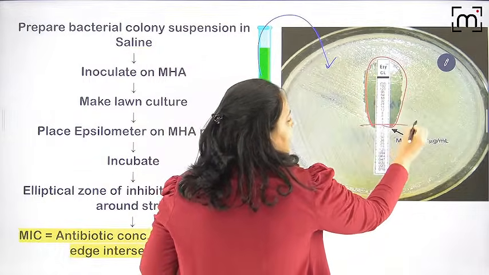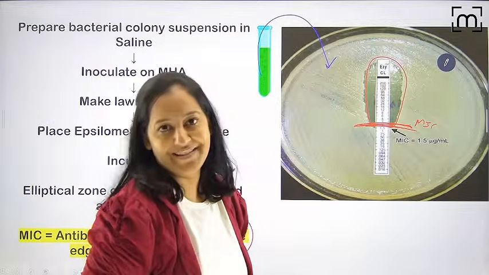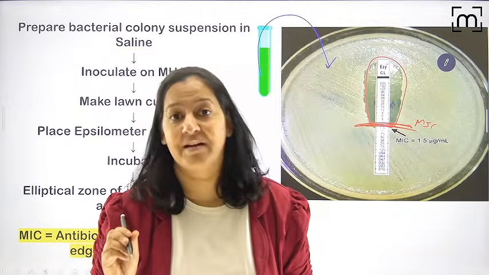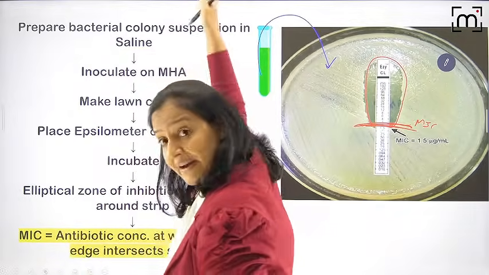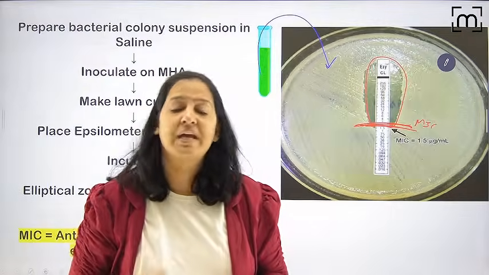And this is MIC. This point, the intersect, is the MIC. I hope you can understand. So this is E method, epsilometer method, E for epsilometer. So it is a graded strip. So we can know MIC without taking test tubes.